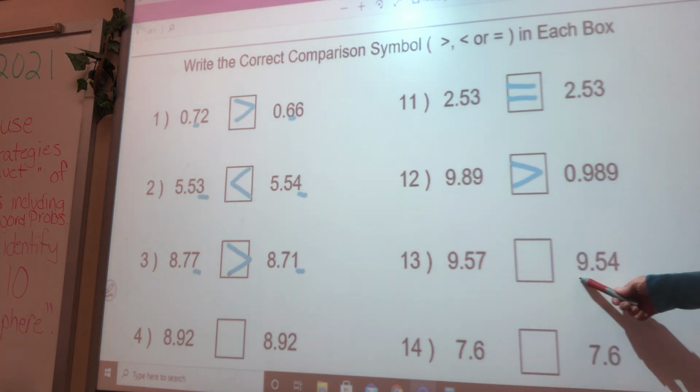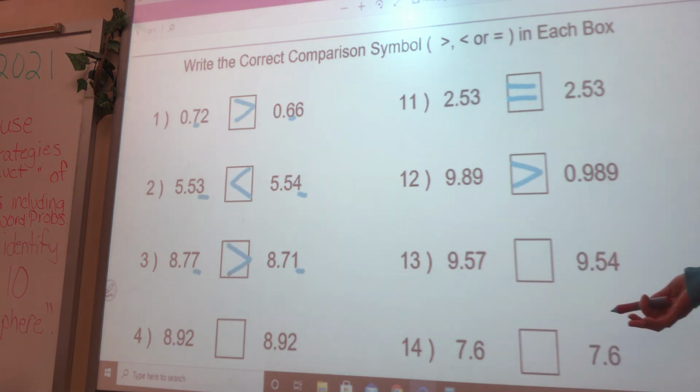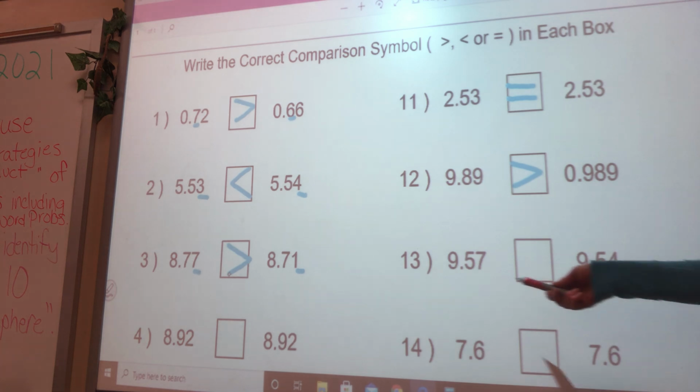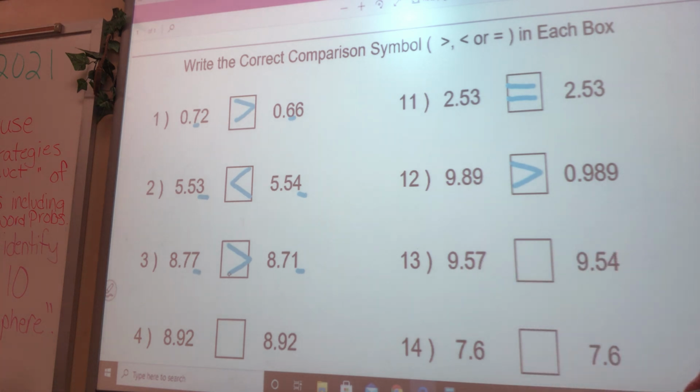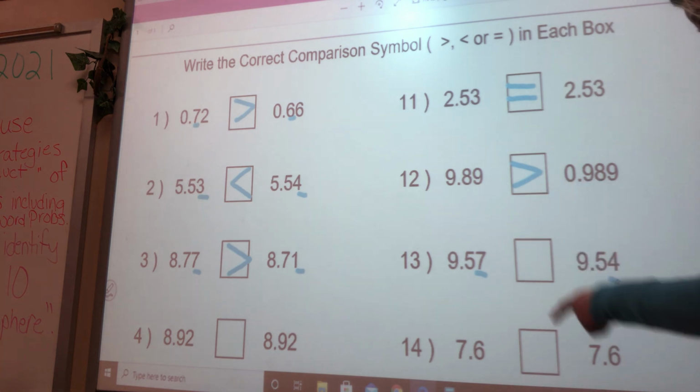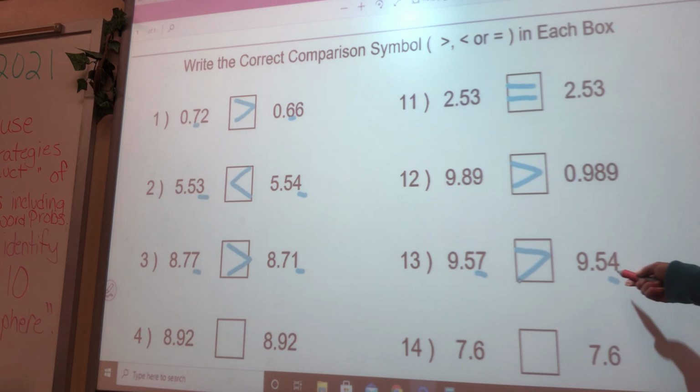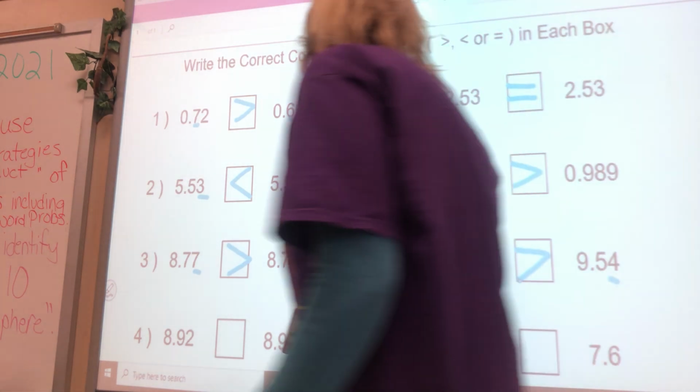Okay, we have 9 wholes on both of them, so that doesn't help me. So we go to the tenths. They both have a 5 in the tenths place, so that doesn't help me either. So I go to the hundredths. I have a 7 and I have a 4. Since 7 is bigger than 4, this number is greater than this number.